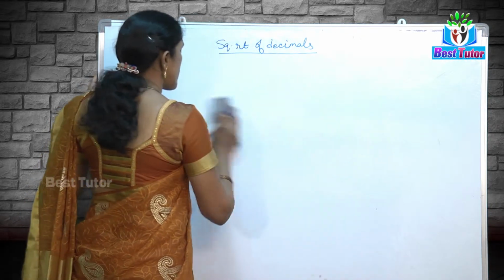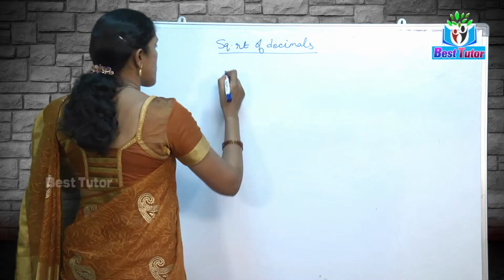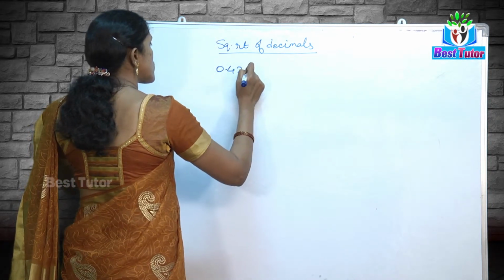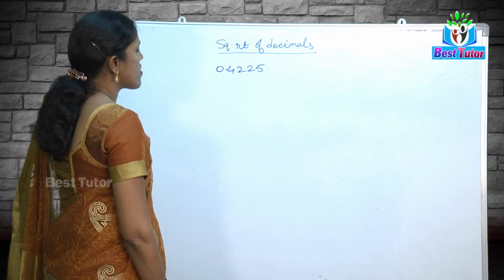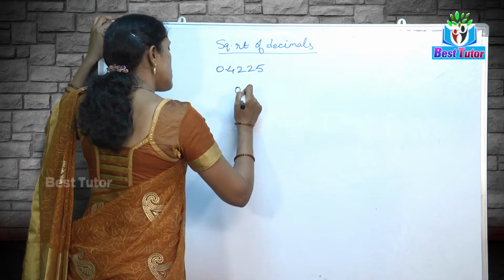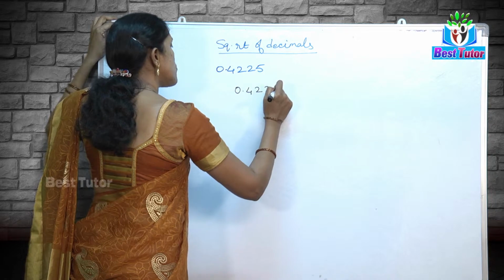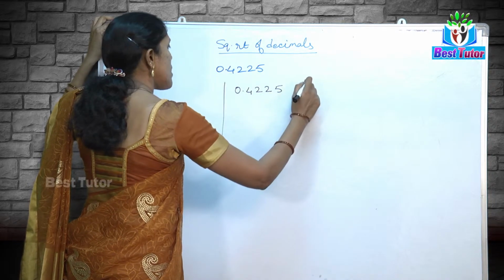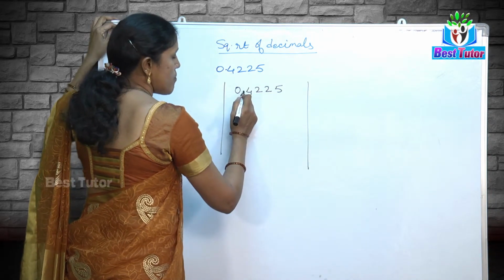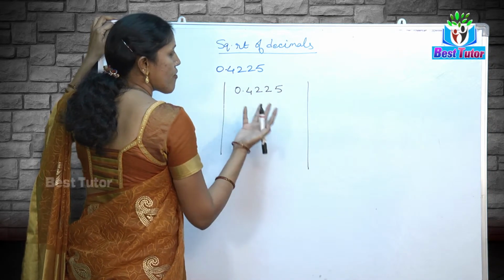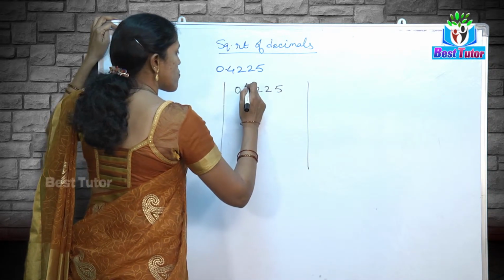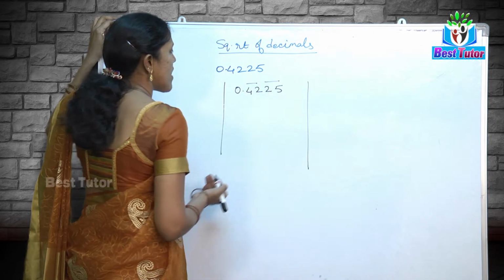The procedure will be very easy the more and more you practice. 0.4225. Okay. How do we find the square root of this number? 4225. First step, pairing of the numbers starts from the decimal point. Before the decimal point, that is towards the left side of the decimal point, there are zeros. So we don't have to bother about it. 42 and 25 we have paired.